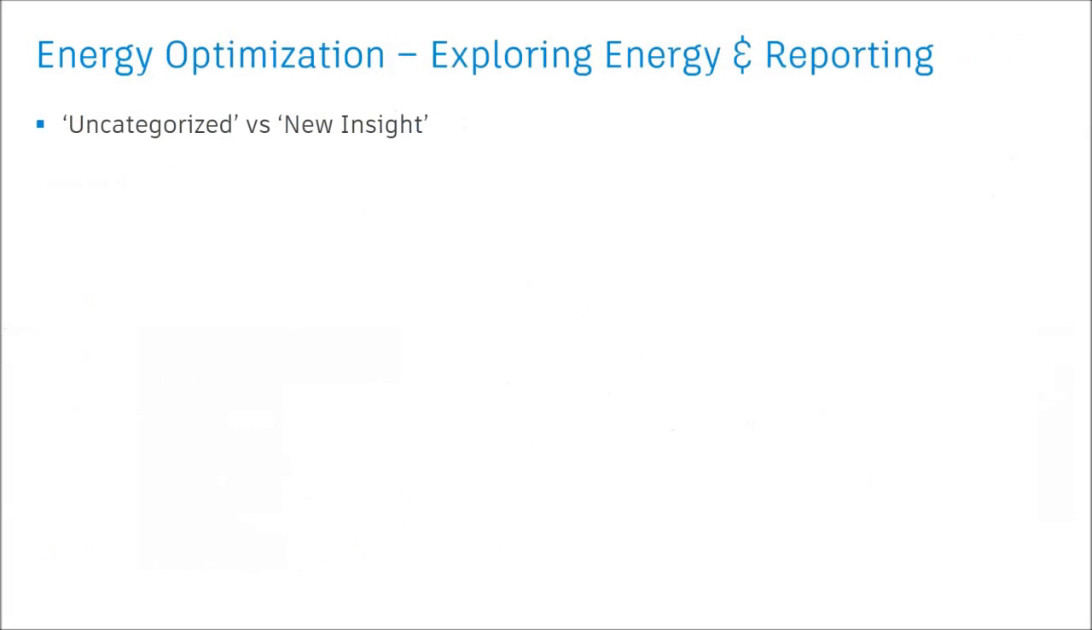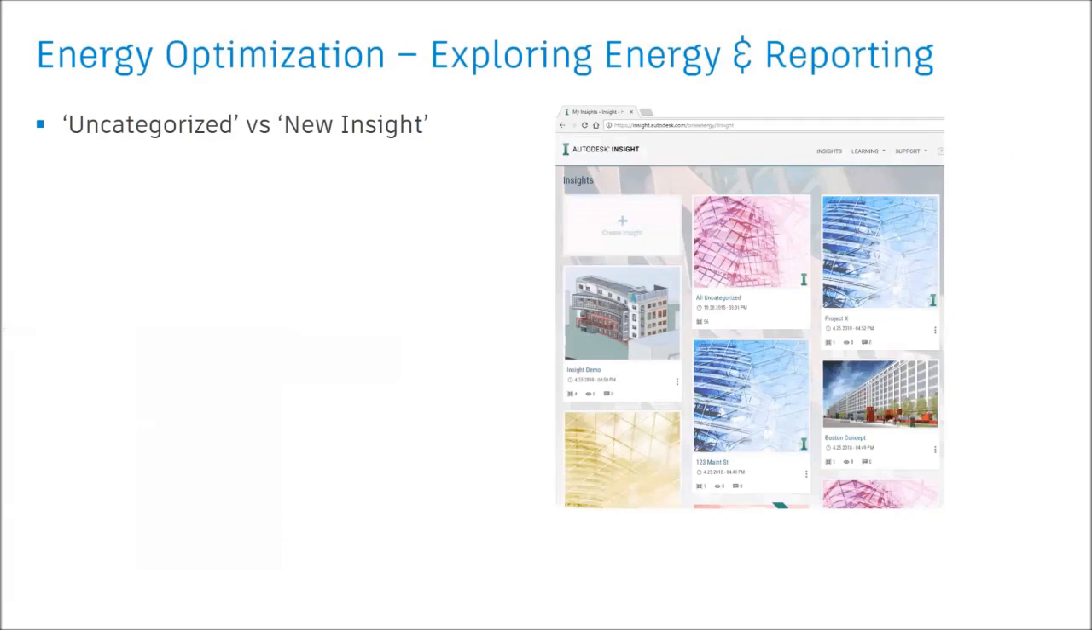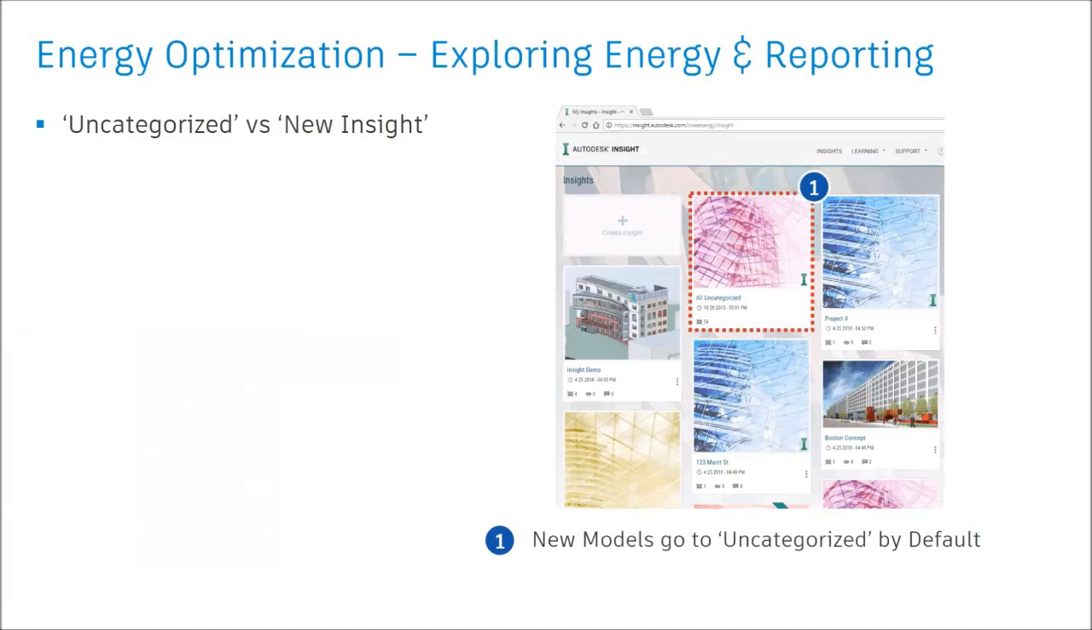So once I've created that model, I can click generate an insight, and it'll send it to the cloud. It'll run the few hundred parametric simulations and send me an email that I can click the link on and open up the results. So this is Insight, and as I said, it's browser based. And what people don't understand is that when you first have a new model, they go to this uncategorized grouping. So Insight, think of it like a gallery, and they go into this uncategorized folder by default.